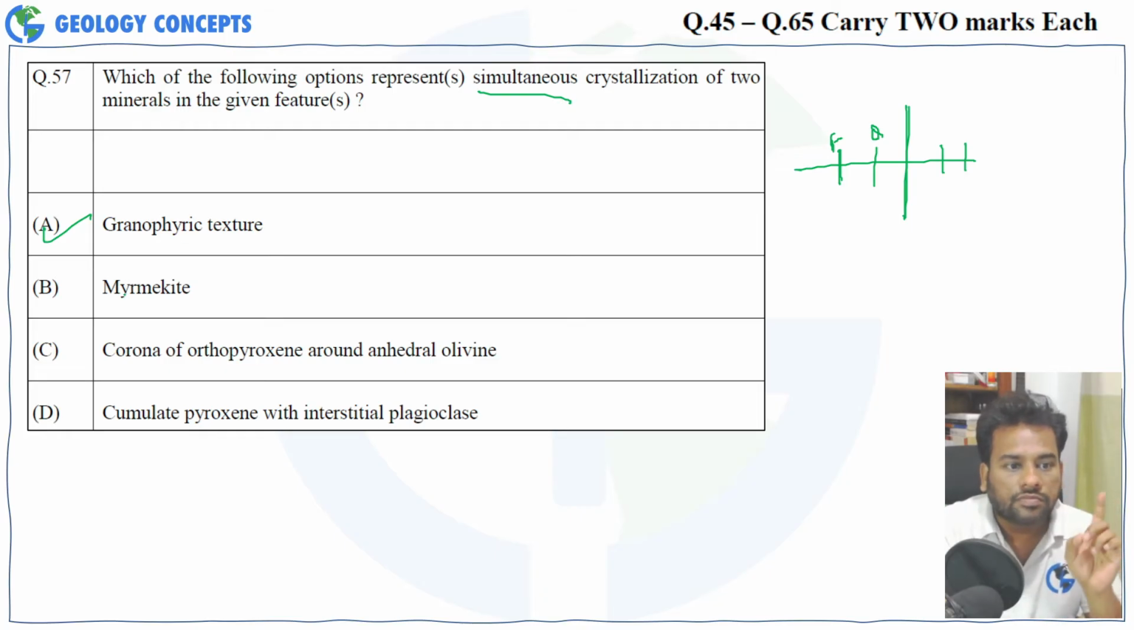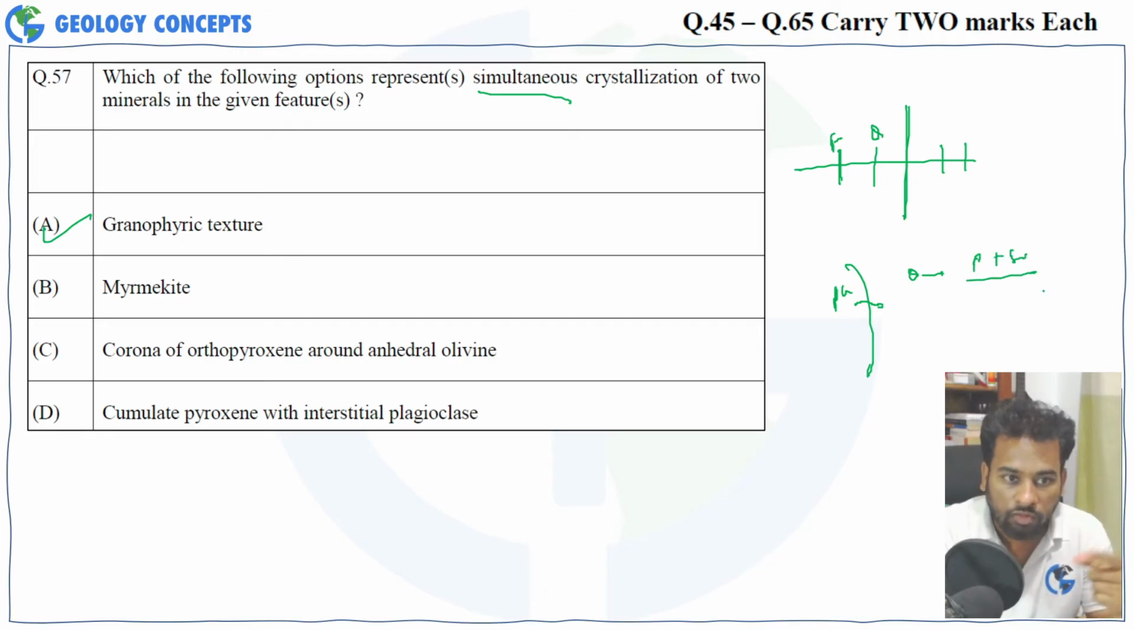Myrmekitic is also a simultaneous crystallization of plagioclase and quartz, because it is forming from orthoclase. If you look at the plagioclase-orthoclase boundaries, this is plagioclase and this is orthoclase. When plagioclase intrudes here, orthoclase converts into plagioclase plus SiO2. So they both form together. So B is also correct.